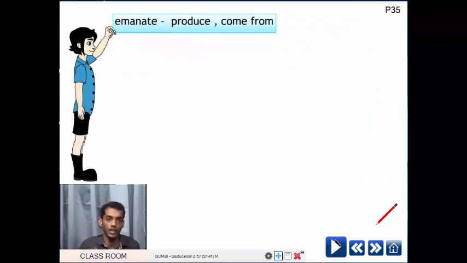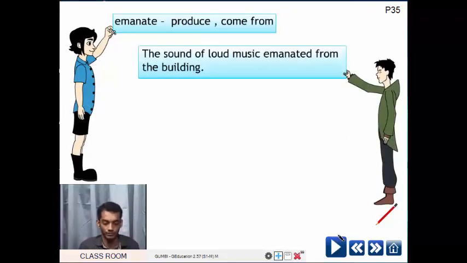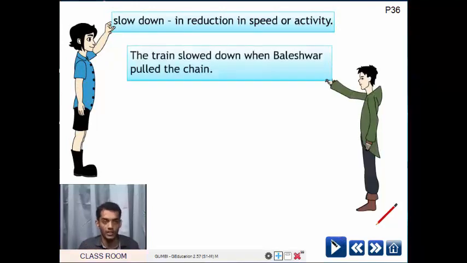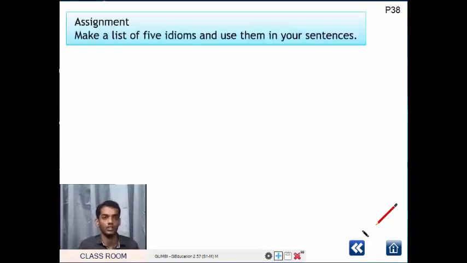Emanate means produce or come from. The sound of loud music emanated from the building. Slow down means a reduction in speed or activity. The train slowed down when Baleshwar pulled the chain. Children, one assignment for you. Make a list of 5 idioms and use them in your own sentences.